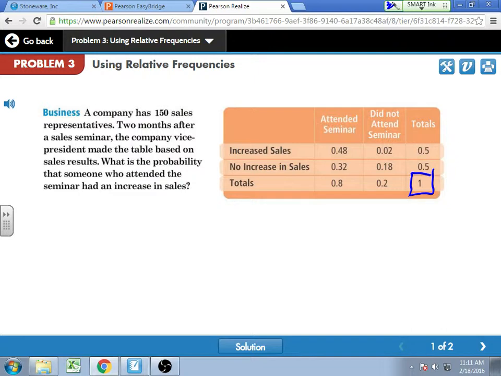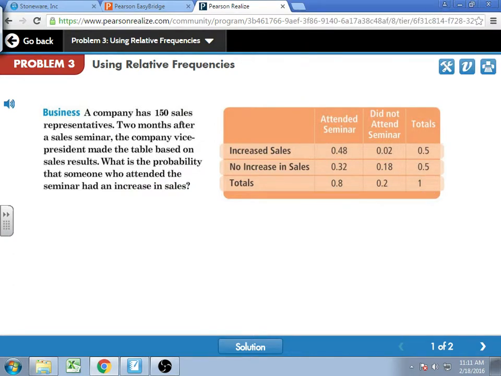Increased sales for attended seminar. So, first thing I look at really is the attended the seminar, since it's the first thing said. So what's the probability that someone who attended the seminar had an increase in sales? So then we look at increase like you said. So what do I get, Greg? 0.48. Yeah, 0.48. That intersection right there.